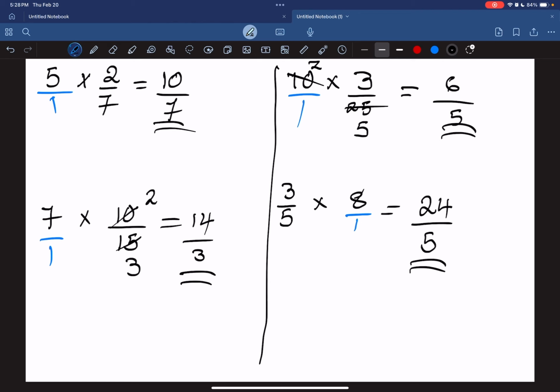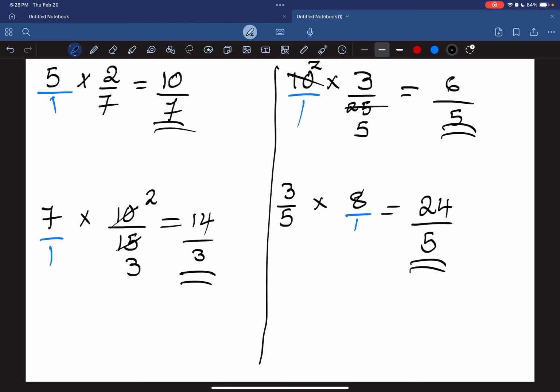So again, it's the same thing. This time, all we've done is put the whole number over 1, and then we get back to our 3 steps: simplify, multiply numerators, multiply denominators. Or multiply numerator, multiply denominator, and simplify after. Whichever way works for you, or is easy for you, you work with that.